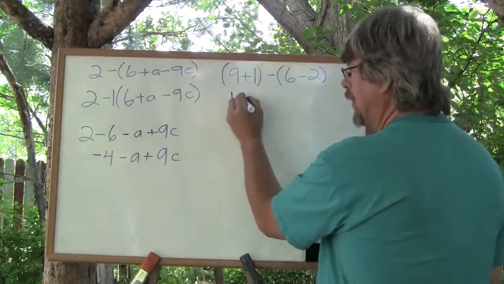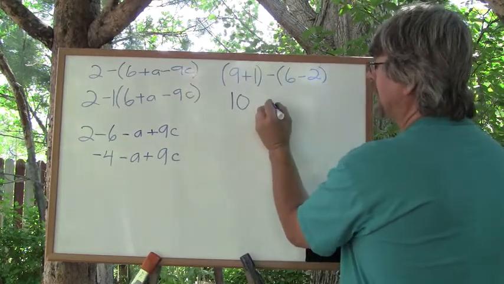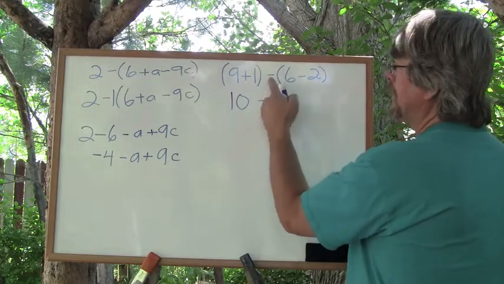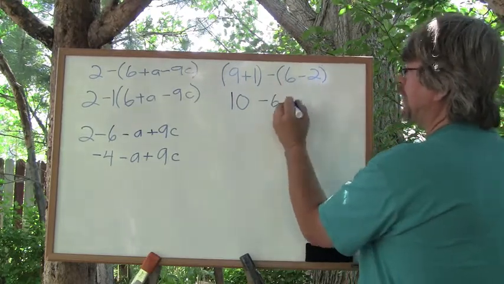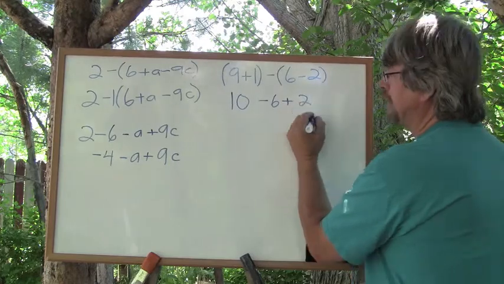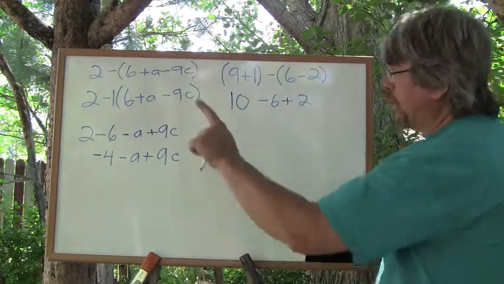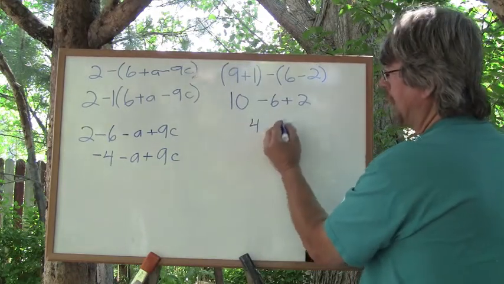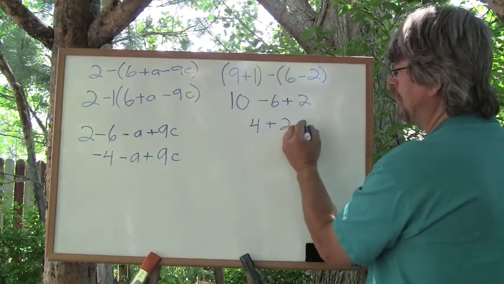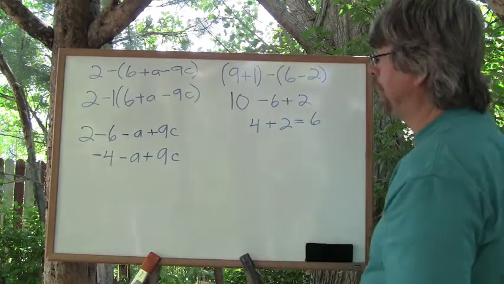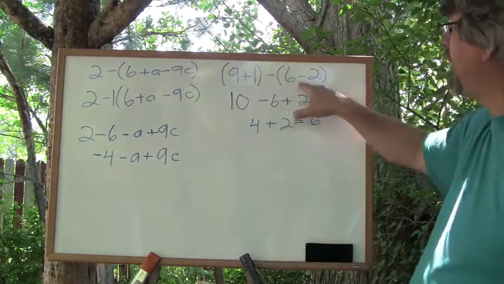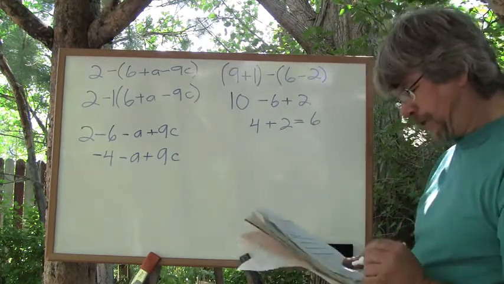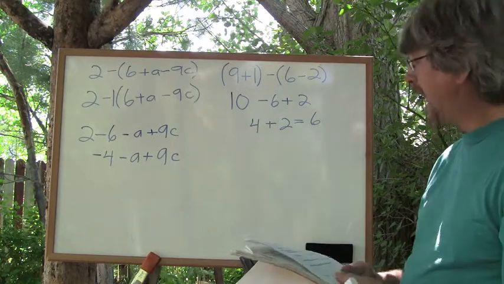You go 10 minus negative 1 times 6 is 6. Negative times a negative 2 is a positive 2. And now you work from left to right. 10 minus 6 is 4, plus 2, the answer is 6. You see how this negative out here changes everything to give you the correct answer. That is simply how that works.